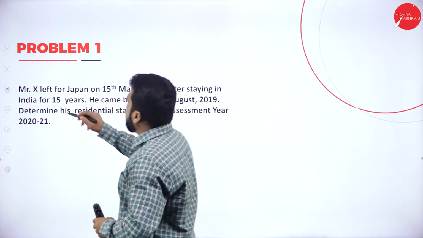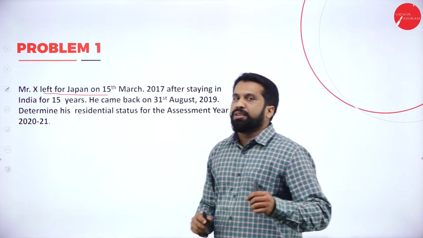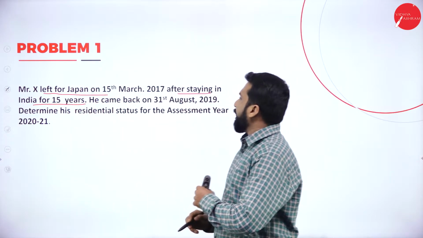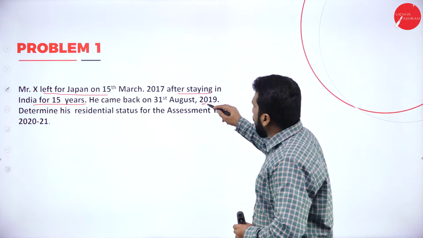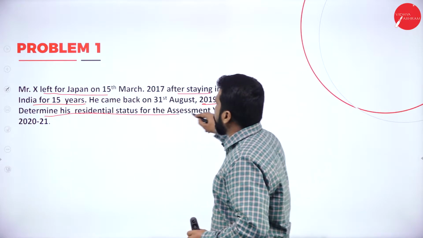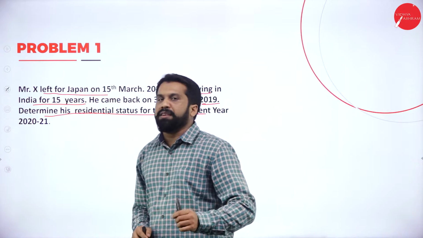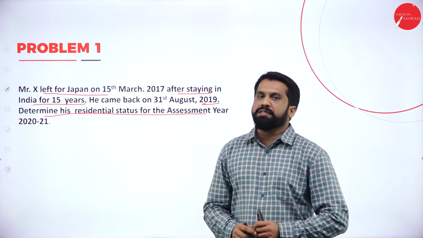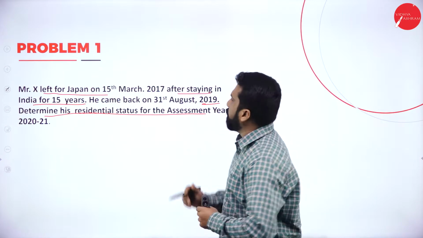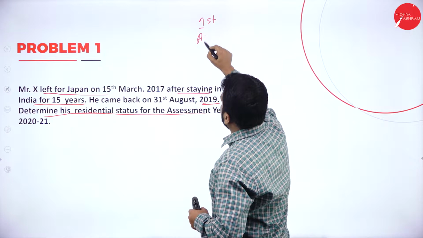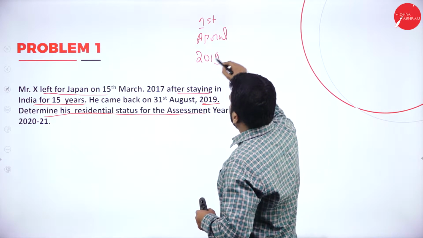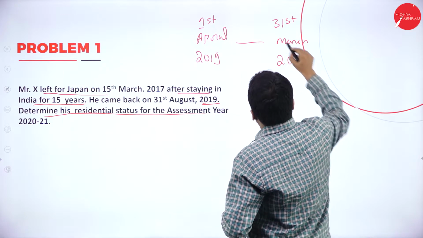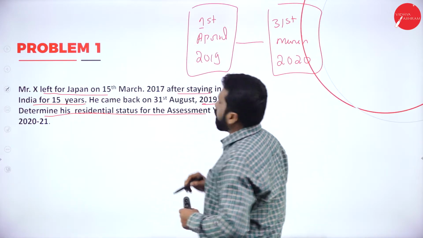Now, Mr. X left for Japan on 15th March 2017, after staying in India for 15 years. He came back on 31st August 2019. Determine his residential status for the assessment year 2020-21. One thing you have to remember: you have to find out the previous year. In every problem, your previous year will be 1st April 2019 to 31st March 2020. This we call your previous year.